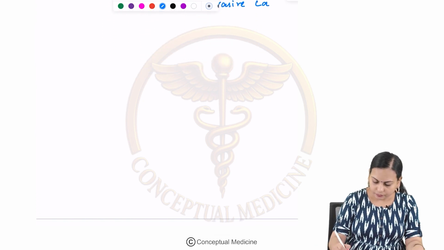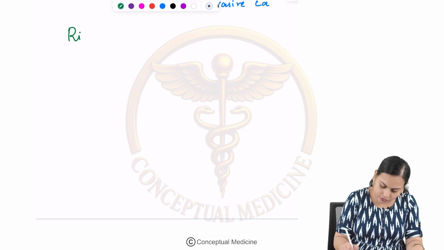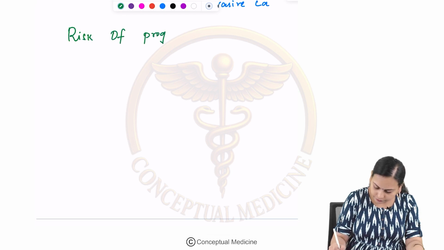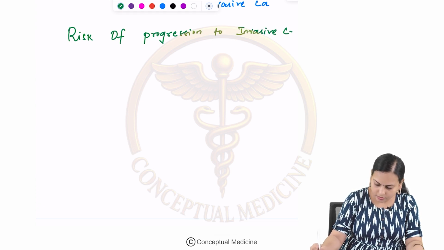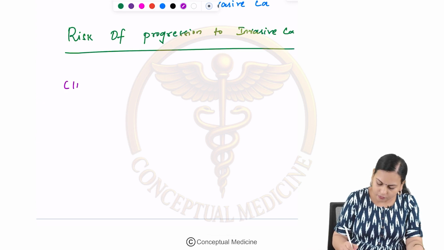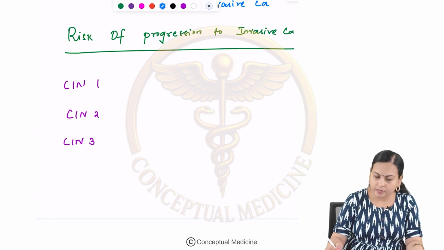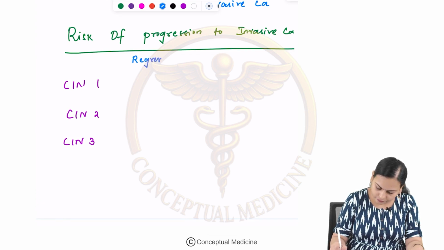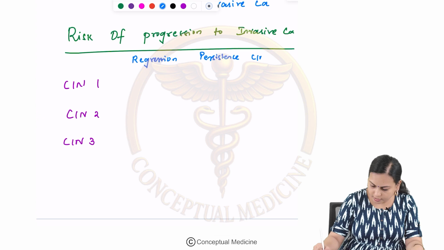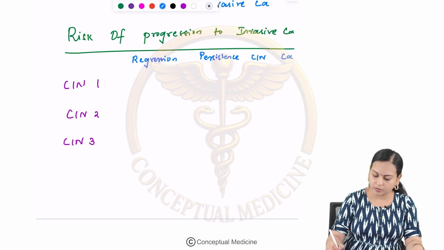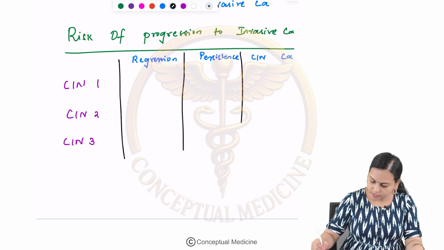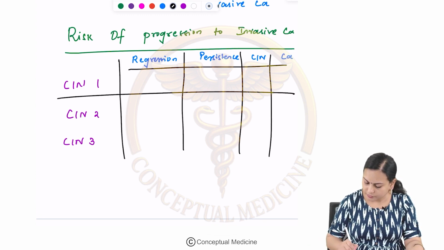Okay. Now, let us also discuss the risk of progression to invasive CA. Okay. CIN1, CIN2 and CIN3. Let us discuss the percentage risk of regression, persistence, then progress to carcinoma in situ and progress into carcinoma. Okay. Let us discuss all these things in all the 3 types of CIN.